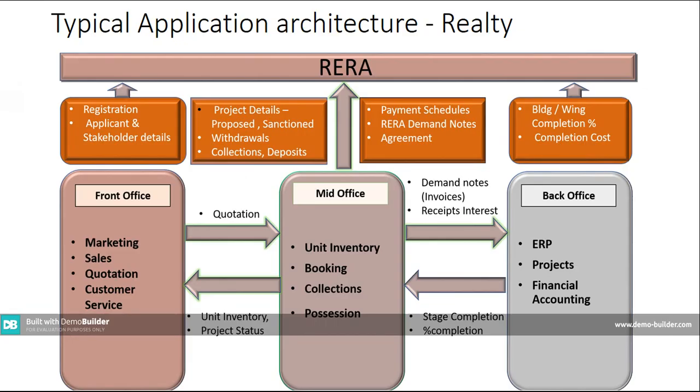Now that we have seen the RERA requirements, let's take a look at the typical departments within a realty company, and the source of where the RERA required information can be collected from. As you can see in the slide, the key functions of a realty company can be broadly classified into the front office, mid-office, and back office functions. Front office functions are where the company personnel have a direct interaction with the customers and include marketing, sales, and customer service, including generating quotations for prospective customers.